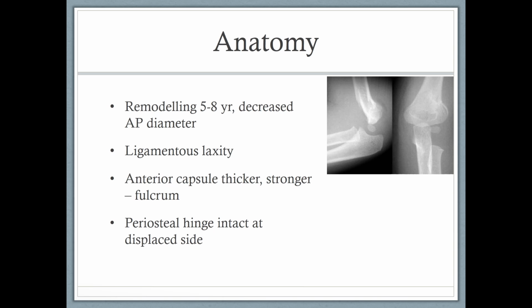The reason that you break at this age is that you have remodeling between 5 and 8 years of age, a decreased AP diameter. There's ligamentous laxity, but at the back end of this ligamentous laxity is a very thick anterior capsule, creating a strong fulcrum about which one might be breaking in a hyperextension injury. The periosteal hinge, and these are usually extension injuries, at the back is usually intact, and we're going to use that in our reduction.